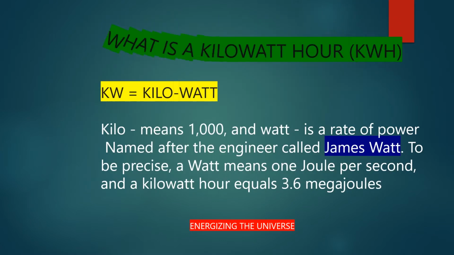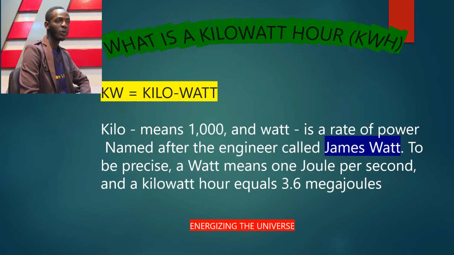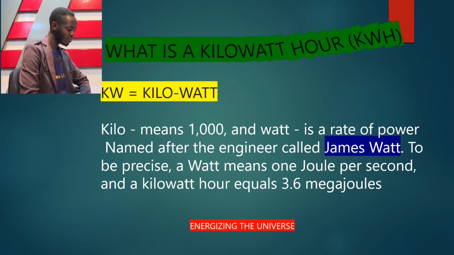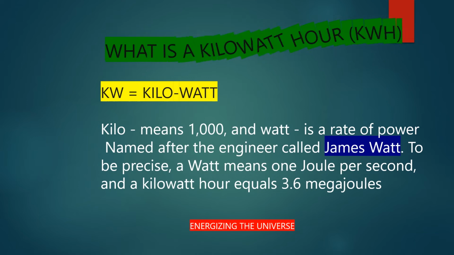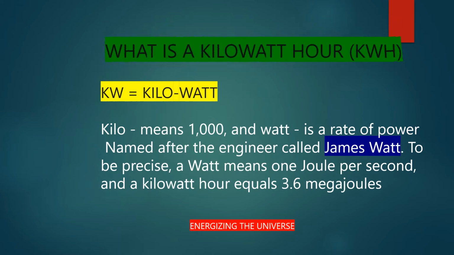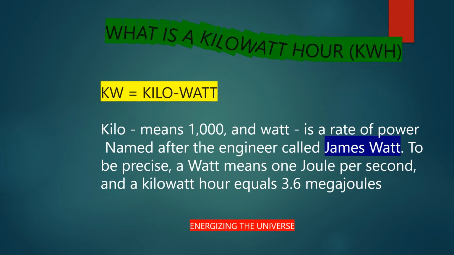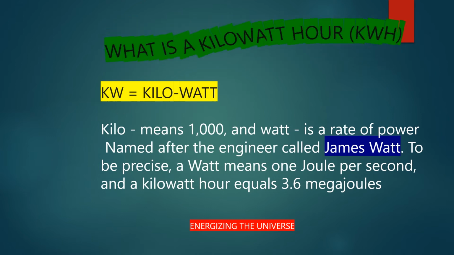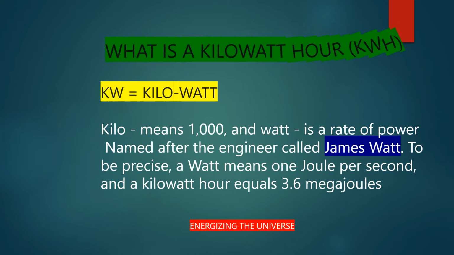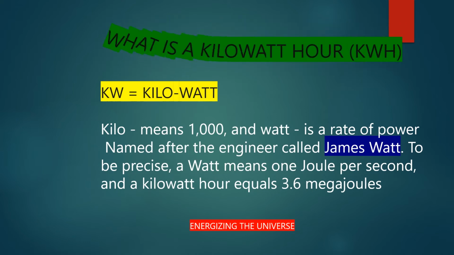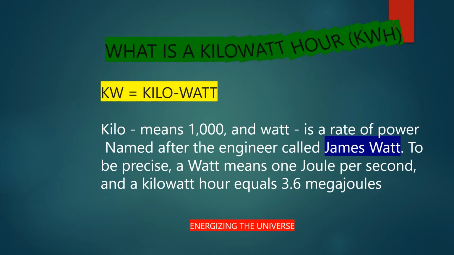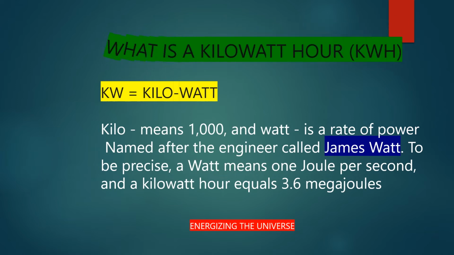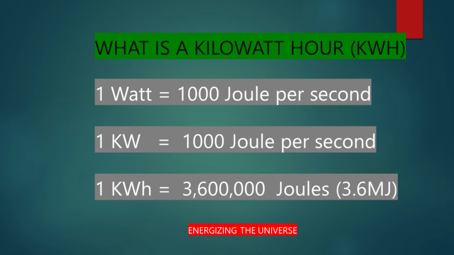Kilo is 1,000. Watt is a unit of power, named after an engineer called James Watt. To be precise, 1 watt is equal to 1 joule per second. 1 kilowatt is equal to 1,000 joules per second. A kilowatt hour is equal to 3.6 megajoules. How do we come about the 3.6 megajoules? You get to see that 1,000 joules per second times 3,600 seconds per hour is equal to 3.6 megajoules.